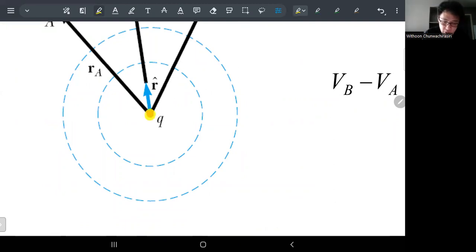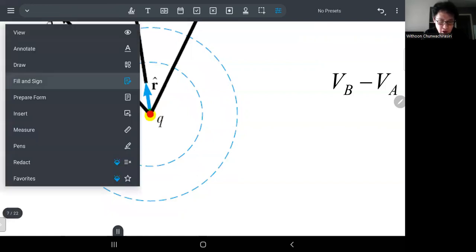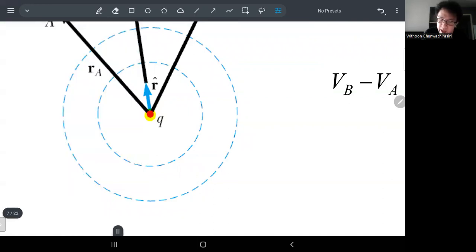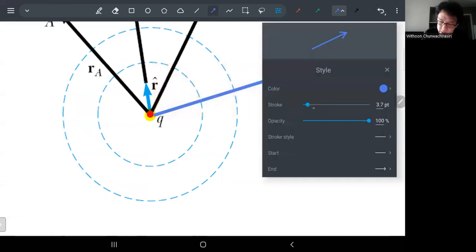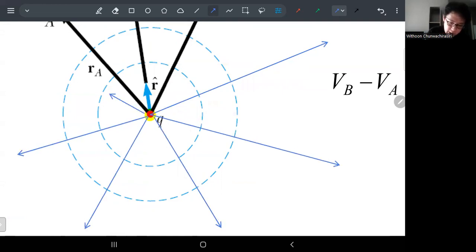Now I have a charge Q right there. Everyone still remember that if this charge is positive, it will generate an electric field pointing outward, right? So let's draw that. The electric field will point outward, outward, outward. Okay, cool. So far, so good.